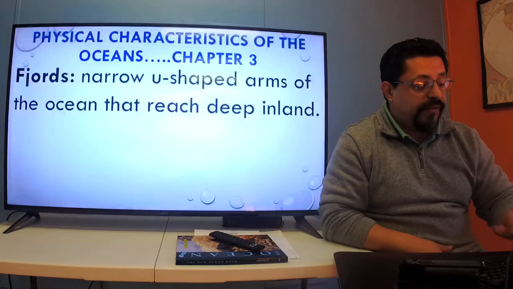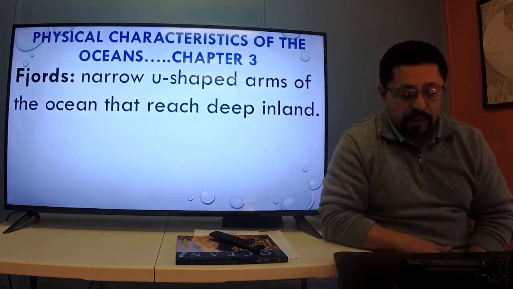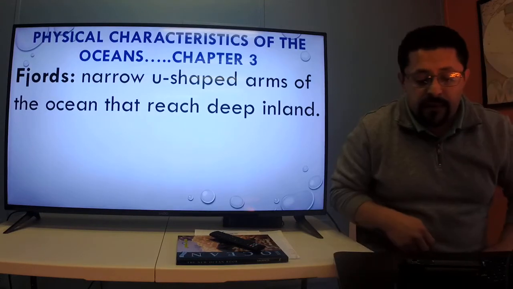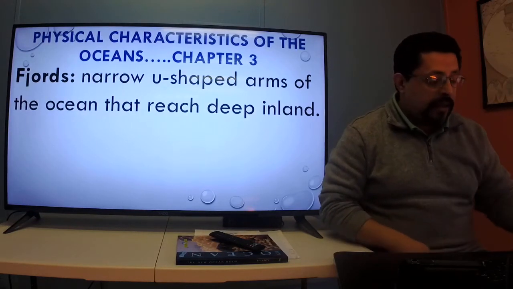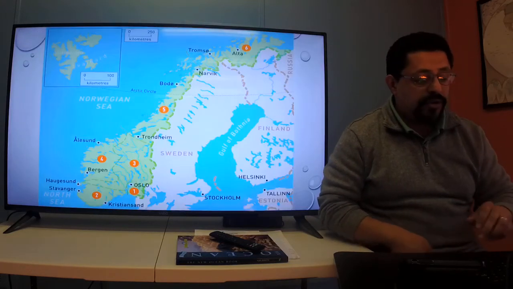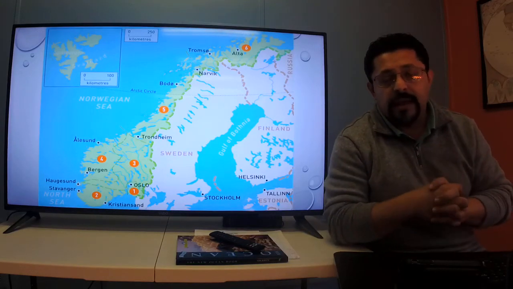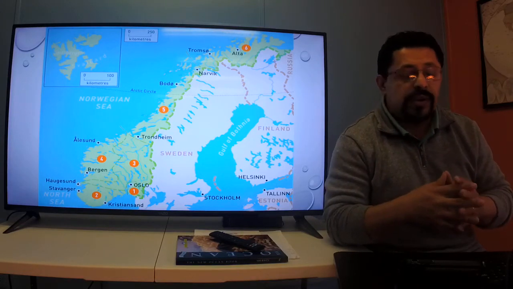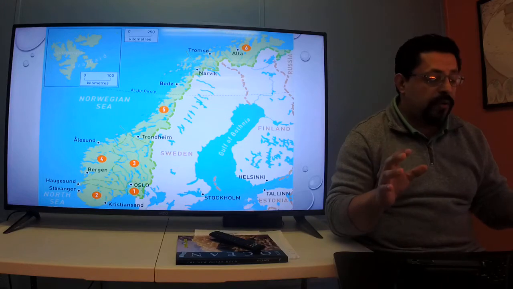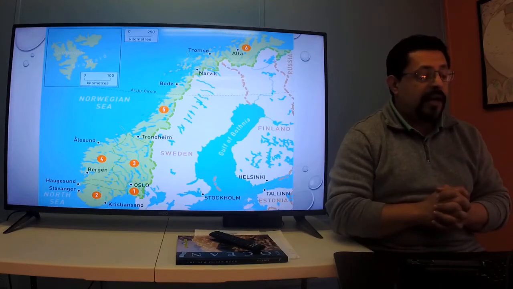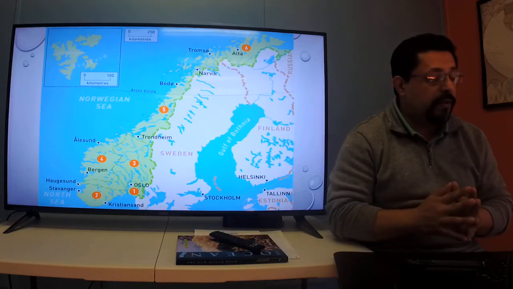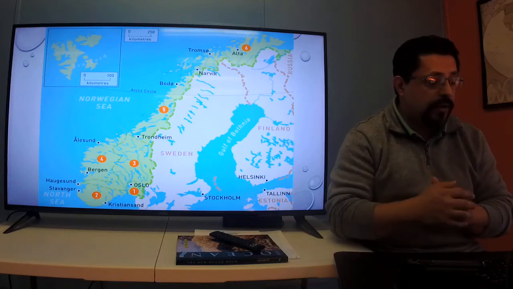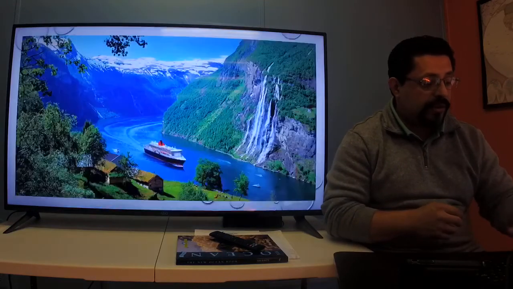We talked about a fjord, however you want to pronounce it. Narrow U-shaped arms of the ocean that reach deep inland. And I mentioned to you that the beautiful country of Norway is famous for these things. People will take river cruises just to go see these beautiful creations of God. Norway is full of these things. And so if you ever want to go to Scandinavia, you must go see one of these fjords, okay?